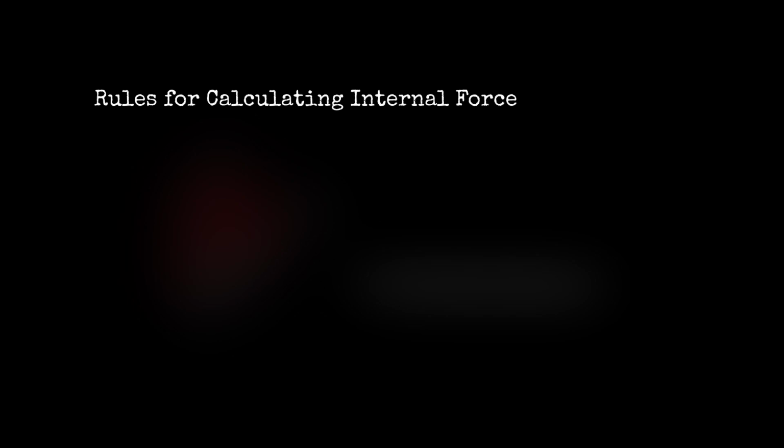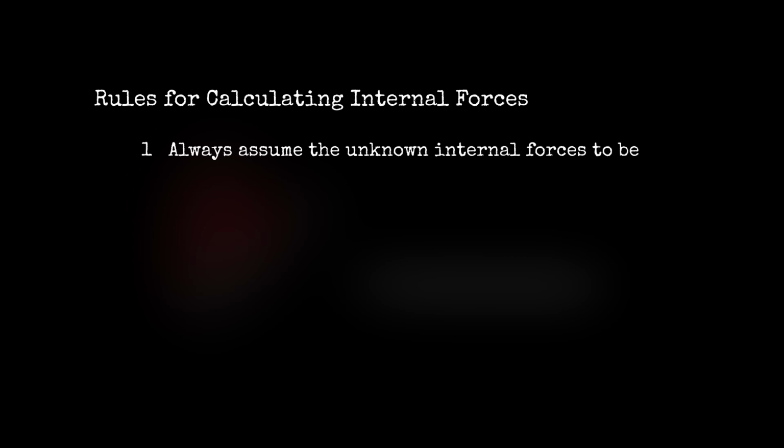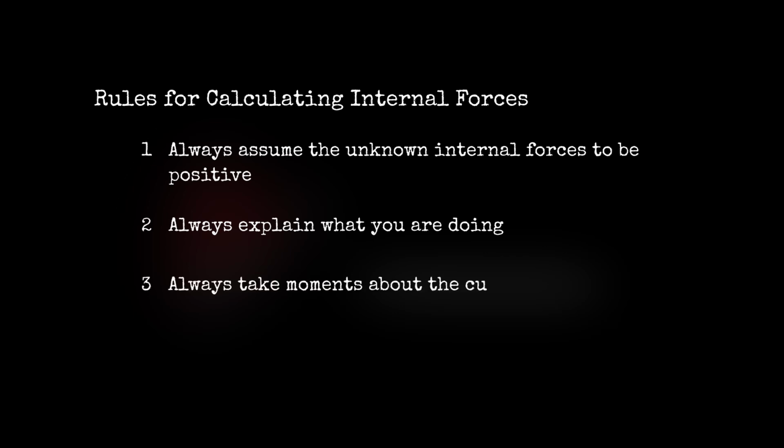And here's a reminder of Dr. Jim's rules for calculating the internal forces in beams and frames. 1. Always assume the unknown internal forces to be positive. 2. Always explain what you're doing. For example, state vertical forces must sum to 0 and that vertical forces acting upwards will be regarded as positive. Do this to make checking your calculations easy, and besides, it's just good manners to do so. 3. Always take moments about the cut to find the unknown internal bending moment.